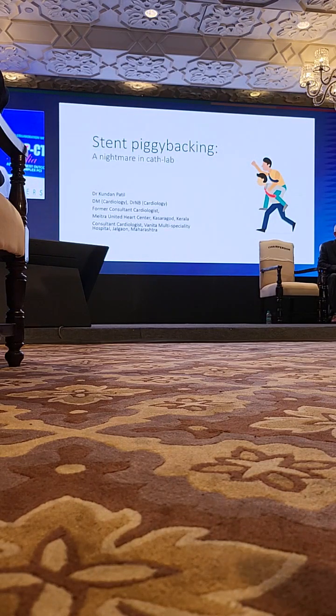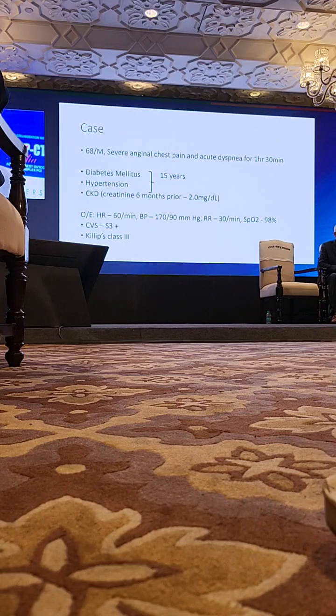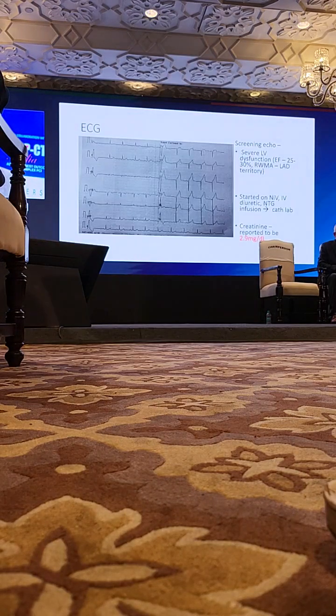So my case was a 68-year-old male who was diabetic, hypertensive, and he had CKD also, who presented with acute anterior MI and he was in Killip class 3 heart failure. This was the ECG which looked like this. He had severe LV dysfunction. We started initial management of heart failure and shifted him to cath lab. Just on shifting to cath lab, we got creatinine report to be 2.9.